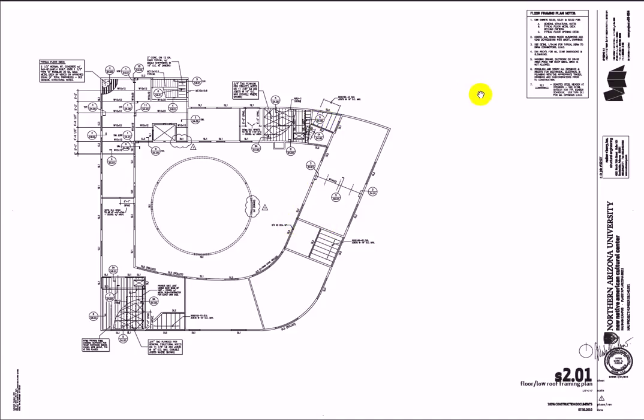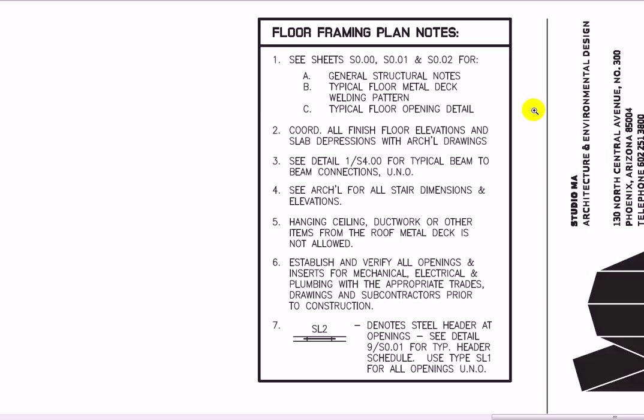Okay, we'll jump over here. We'll look at these floor framing notes. It's always good to read the notes. A lot of good information there. So if we look at this, this tells us kind of where to go to get some information. Down here it denotes steel header at openings. So L for lintel or header. So this tells you what detail to go to. So a lot of times the general notes are going to cover very basic things that look like they're missing from the drawings.